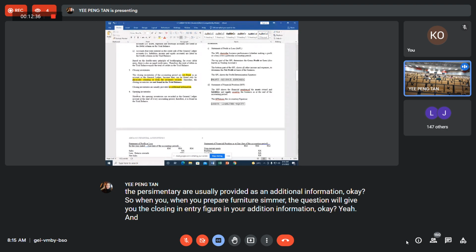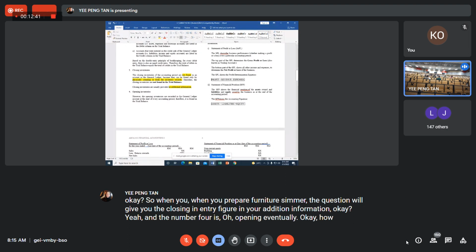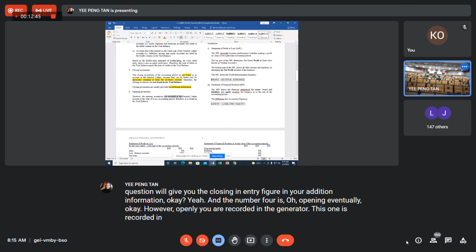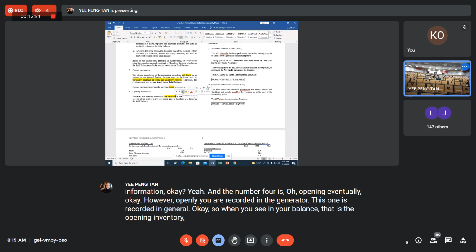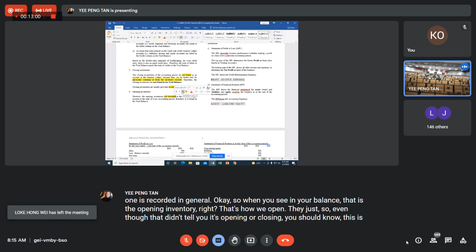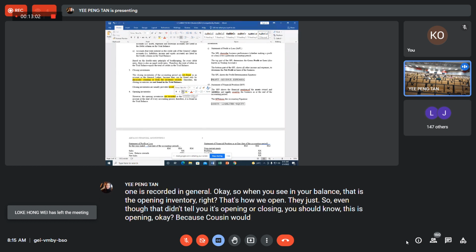And number 4 is opening inventory. However, the opening inventory is recorded in the general ledger. So what you see in your trial balance is the opening inventory. Sometimes they don't tell you opening or closing, they just tell you inventory. Even though they didn't tell you whether it's opening or closing, you should know this is the opening, because closing would never show in your trial balance.